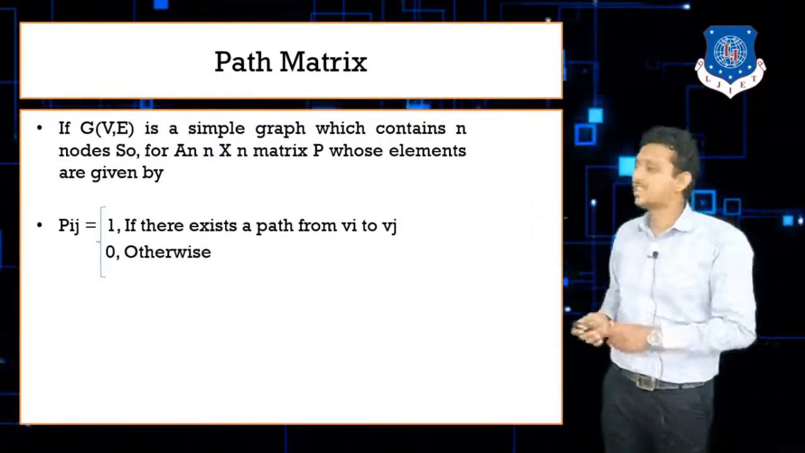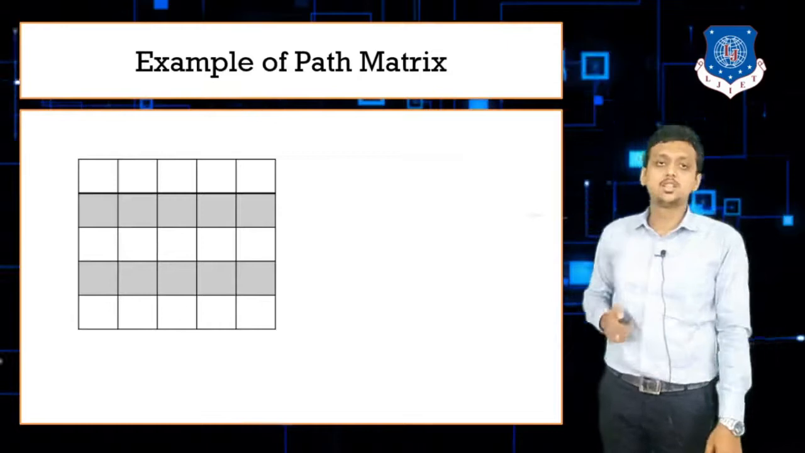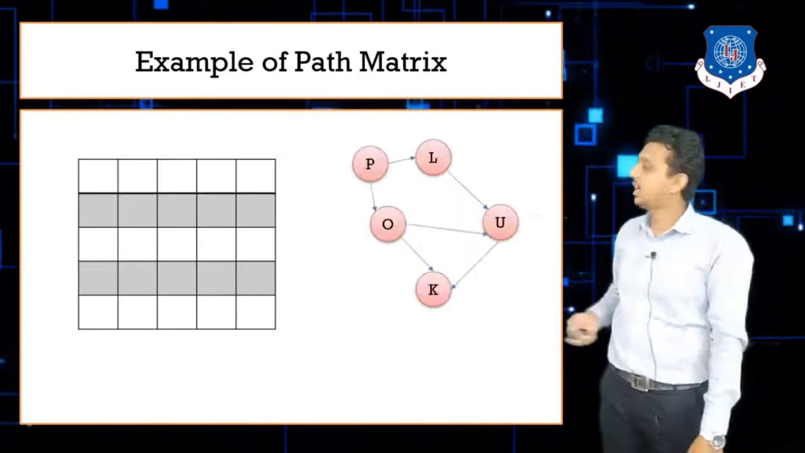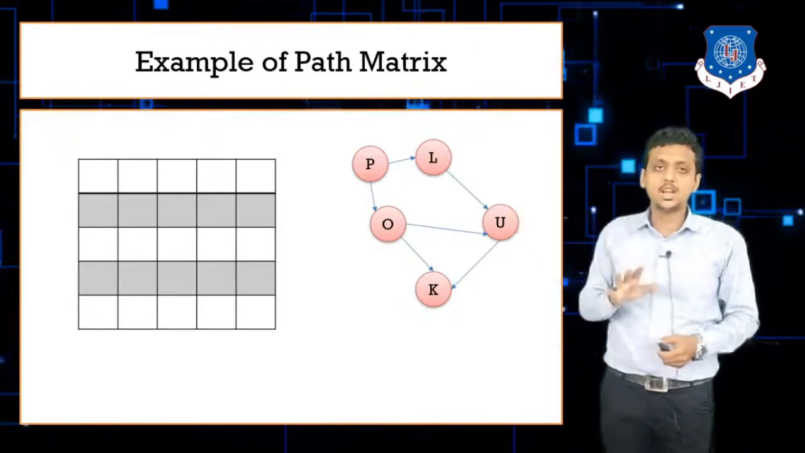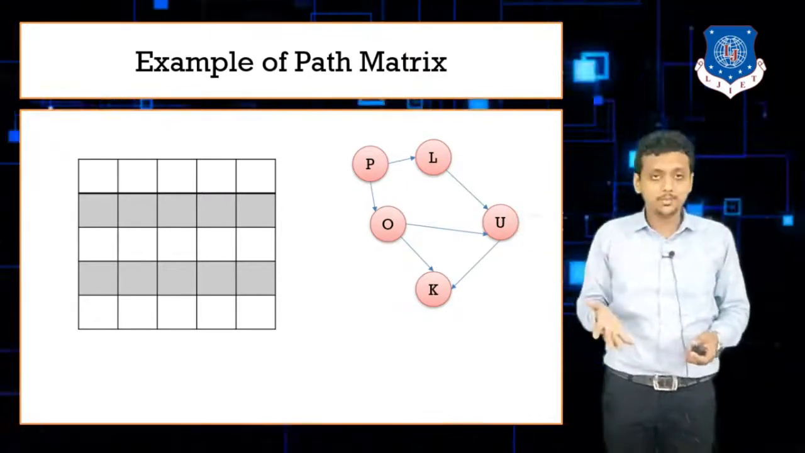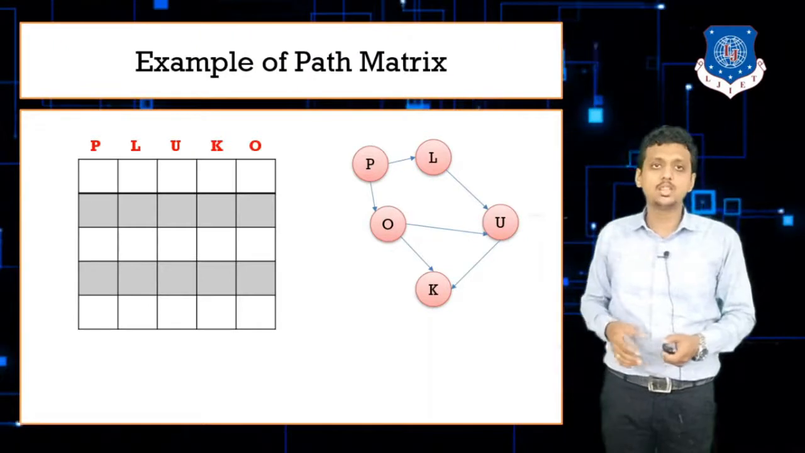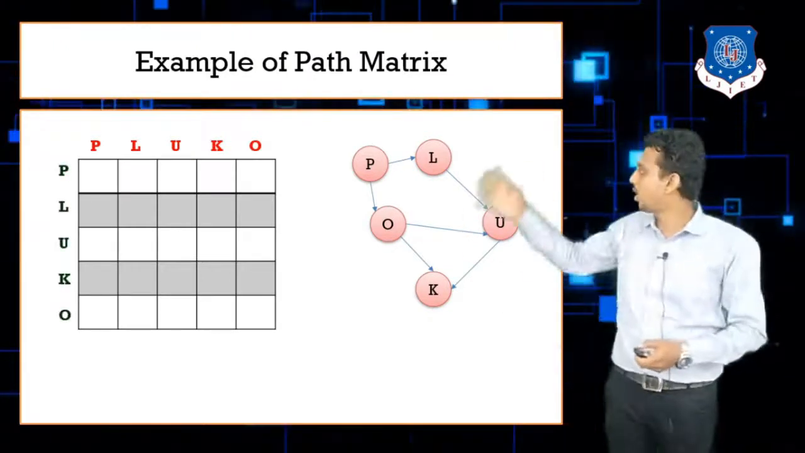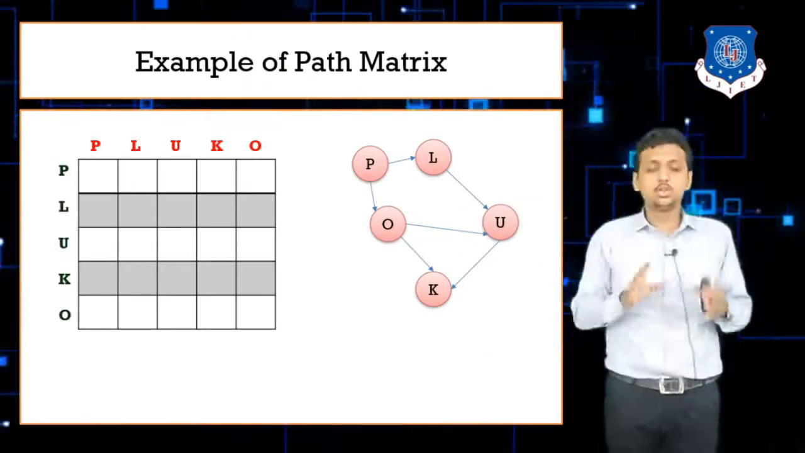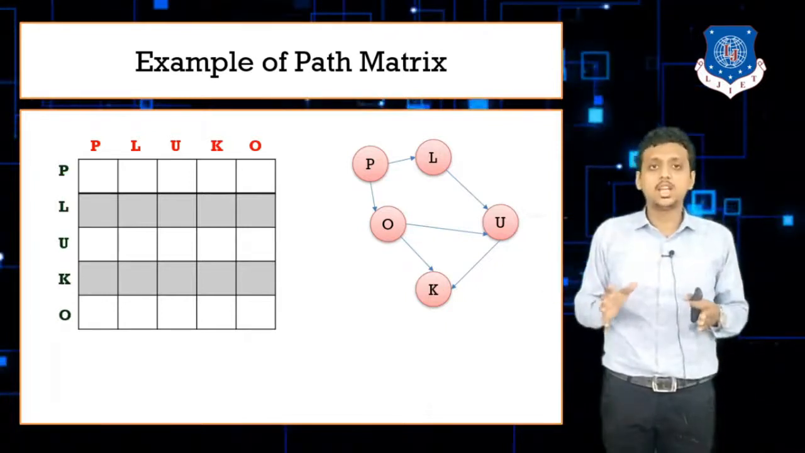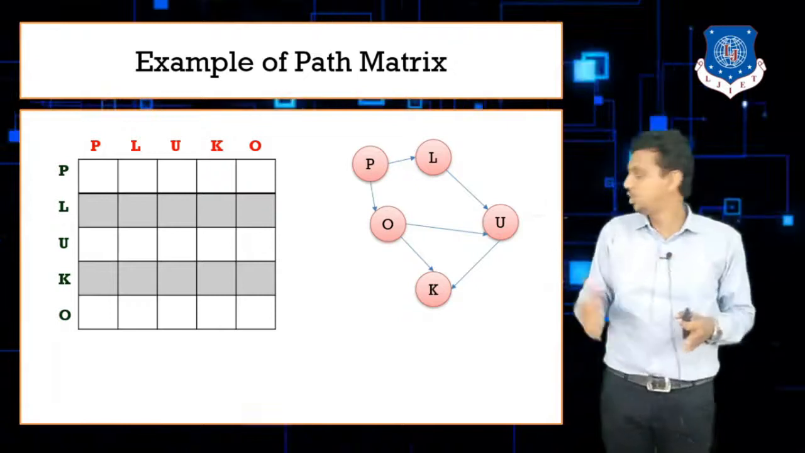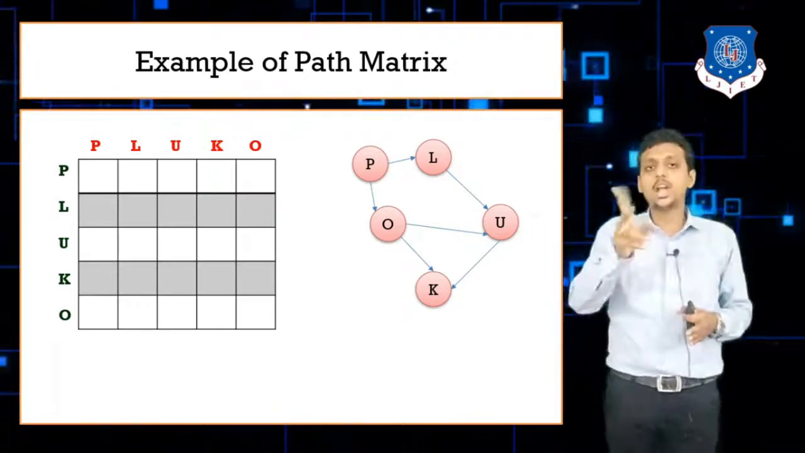Okay, let's take an example of a path matrix. This is my graph. There are 5 nodes: P, L, U, O, K. So I'm writing the 5 nodes as rows and the 5 nodes as columns. What you need to do is make a square matrix as per the number of nodes in your graph, and try to write down the paths.